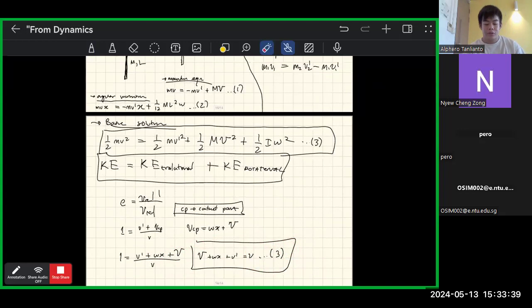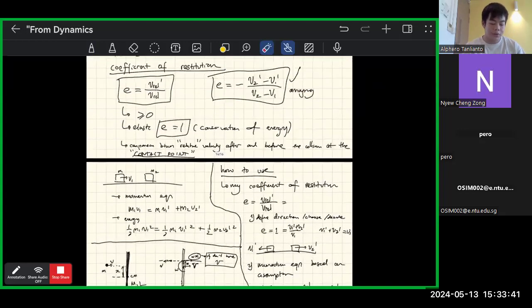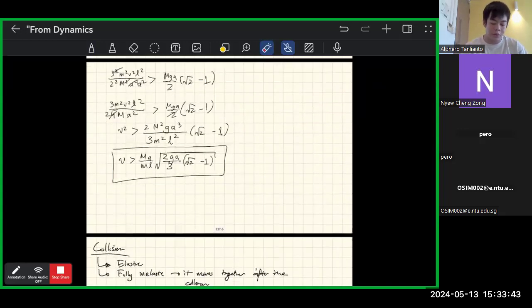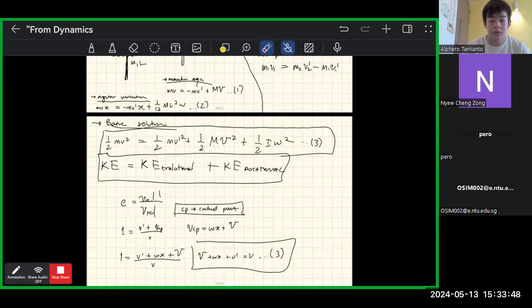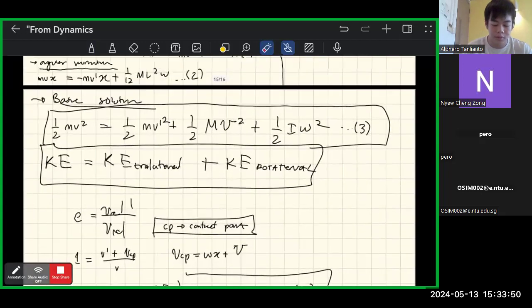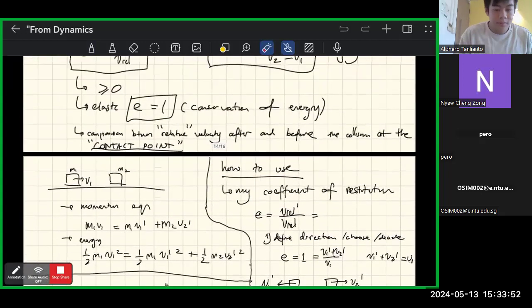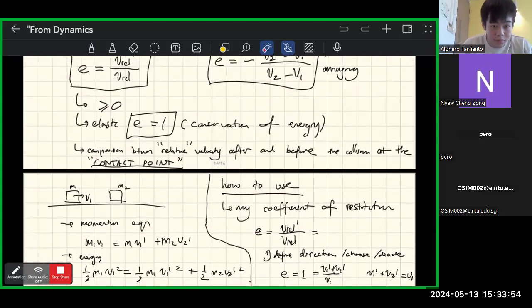So that's about it for the coefficient of restitution, and that will end our meeting today. Wait, before that, do you guys have any question about this coefficient of restitution? Is there any question?